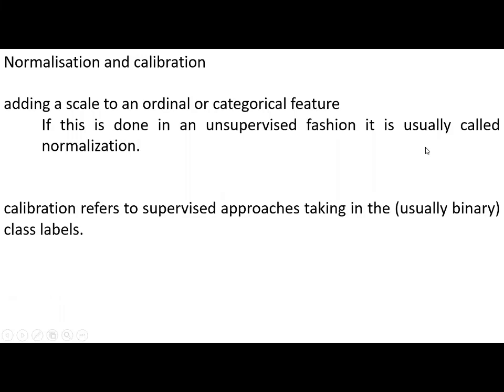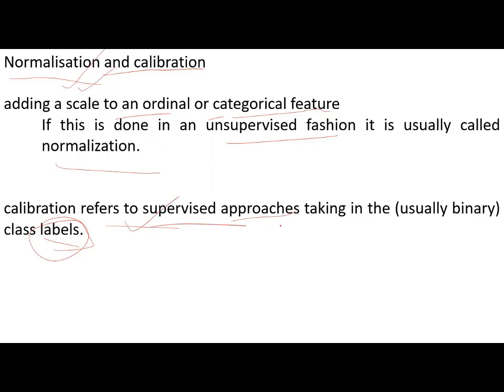Right, the next two things are normalization and calibration. We already know what we mean by normalization: adding a scale to an ordinal or categorical feature. If this is done in an unsupervised fashion, it is generally called normalization. Calibration refers to supervised approaches, taking the class labels into consideration. So normalization means this, and calibration refers to supervised approaches.